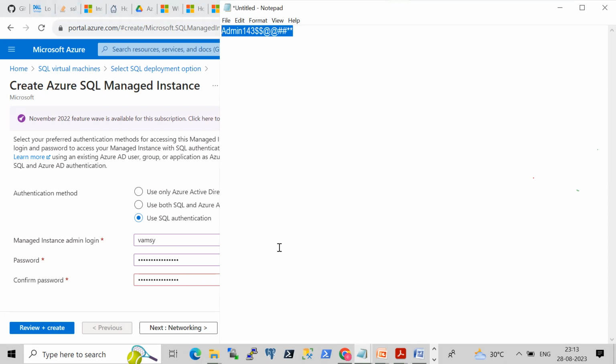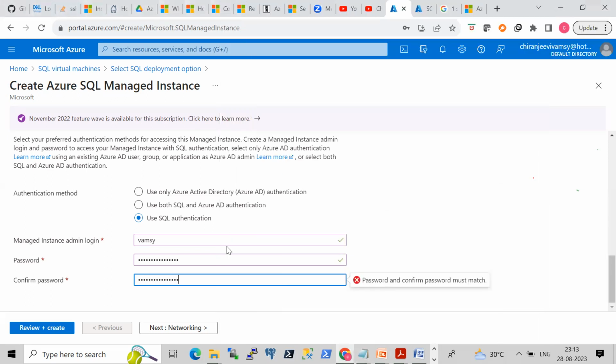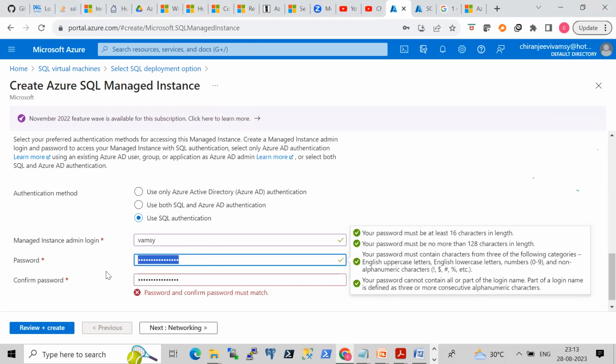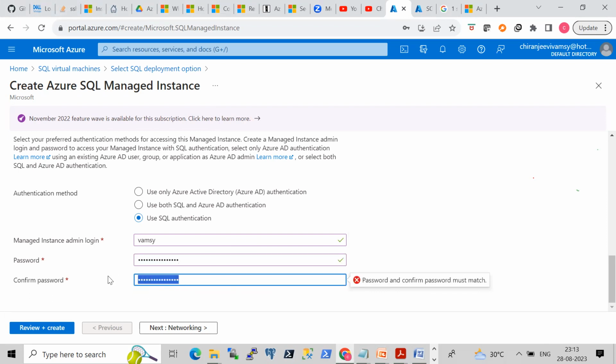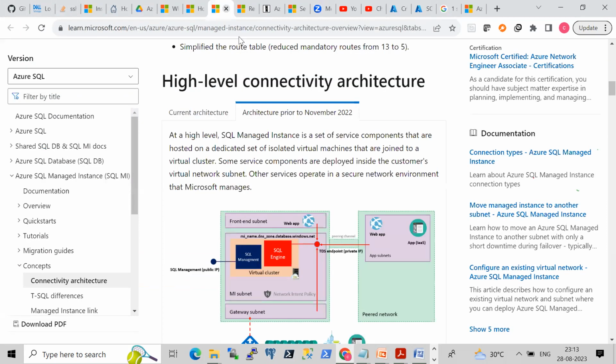And you know what? I didn't tell you one important thing. One advantage with November 2022 Future Wave is your installation will be finished in 45 minutes, unlike the previous case where it used to take 6 hours. 6 hours versus 45 minutes. So how is it happening? It's happening because of the changes they made to the architecture.